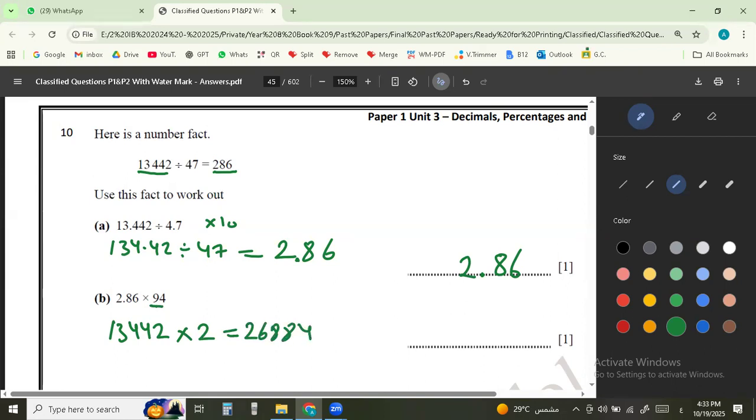26,884. But there is a problem. I did not multiply 286 by 94, I multiplied 2.86. Not a problem at all. I have two decimal places, so 268.84. Again, in this question, multiplying 286 by 47 is going to give you this. But I multiplied this by double the 47, so it's going to give you double this, which is this number. And I have two decimal places in the question, so it is this number, but with two decimal places.